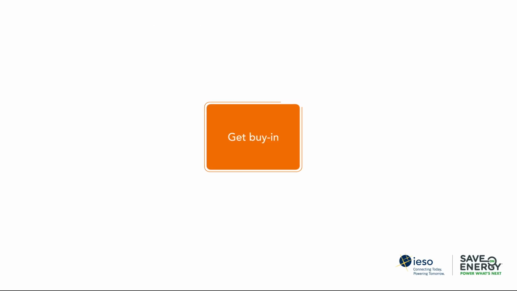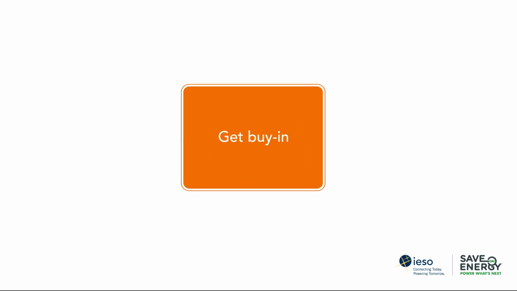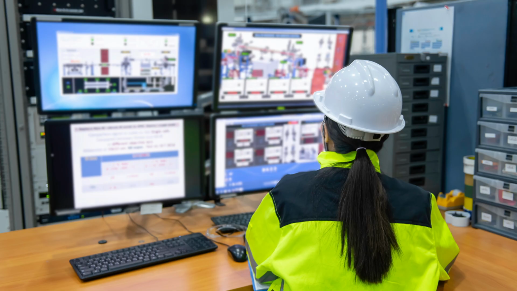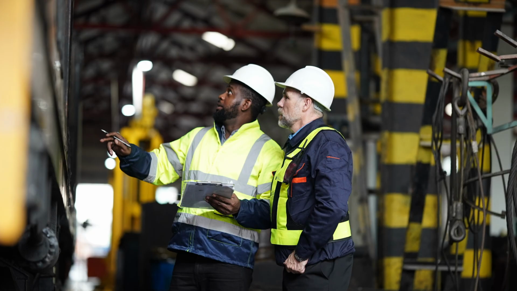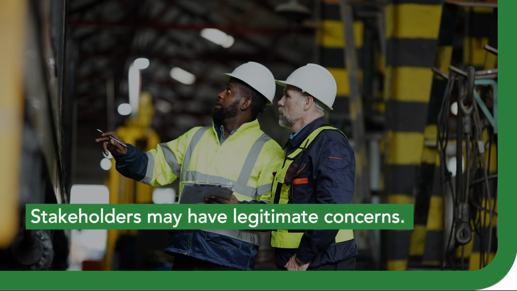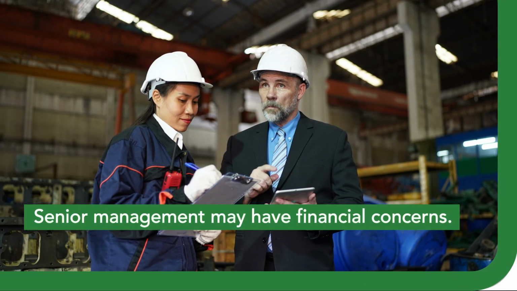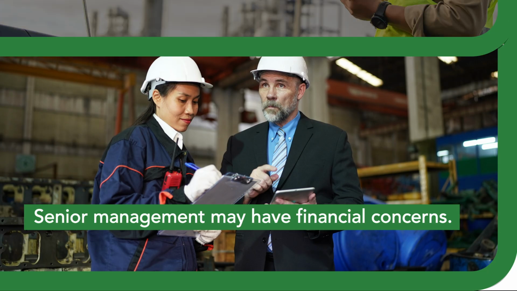The first component of the plan is to get buy-in from those affected by the changes in operations, equipment, or scheduling that will be required to reduce demand. This can include senior management, employees, customers, and anyone else who will be part of the overall process. Stakeholders may have legitimate concerns about the proposed changes, and it's important to listen to them and be prepared to address any issues. Senior management may be concerned about the cost of shutting down production and need to see the financial benefits of the plan.